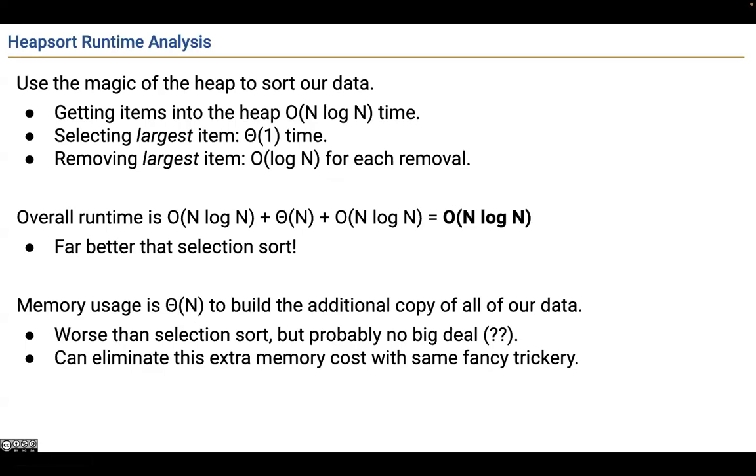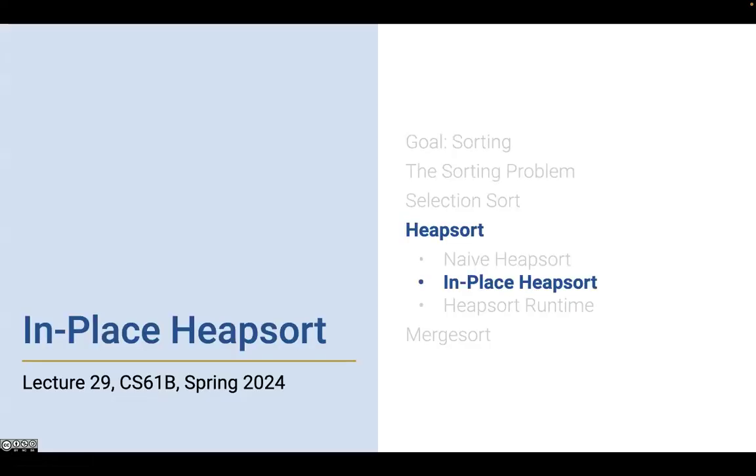So that's heap sort. It works. It's n log n, but there's a bit of extra memory usage. So we're going to get rid of this extra memory usage with some fancy trickery coming up next, unless you have questions. OK. So that was naive heap sort.